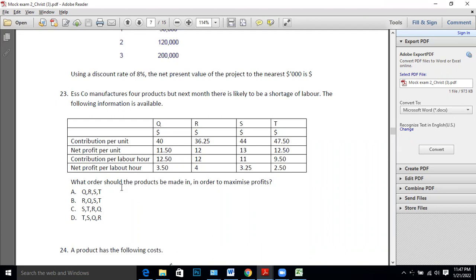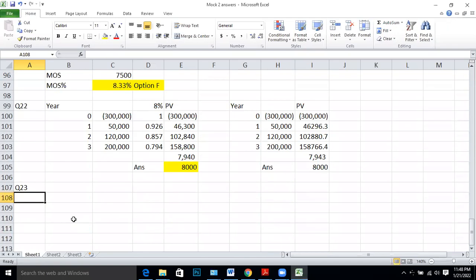23, we have 2 now. In which order should the products be made? What the scene here? Shortage of labor. They have given you contribution per labor hour, because contribution per limiting factor is what we need. Look at that, which has the highest. Q has the highest, R is the second highest, then S, then T. Q, R, S, T is the right order. Option A, 23, option A. Straight away you can say that.